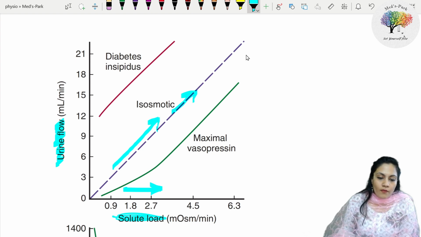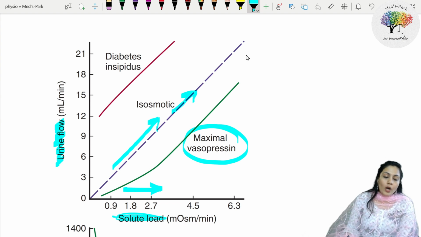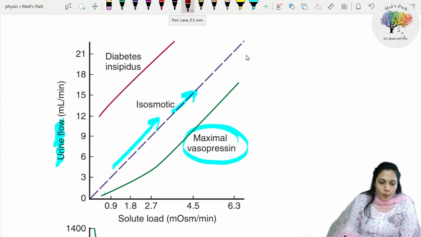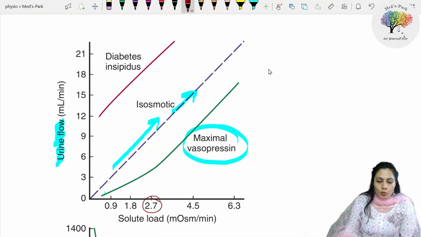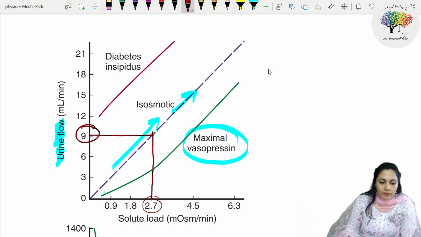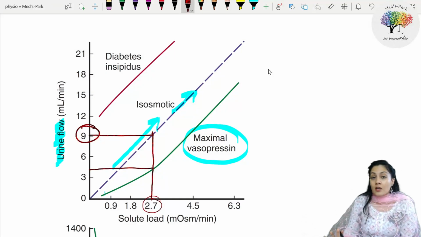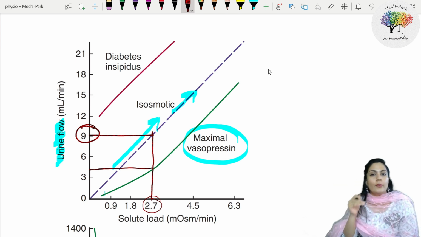Now when we talk in terms of vasopressin secretion, if maximum vasopressin is getting secreted, what is happening over here? Let's take a point over here, say 2.7 milliosmol per minute. Suppose I do not have the vasopressin. What you can see, what is the urine flow? It is almost 9 ml per minute. On the other hand, if we do have vasopressin, you can see it is much lower, and that means vasopressin is actually helping us to reabsorb more and more water. And that's why it is called anti-diuretic hormone.